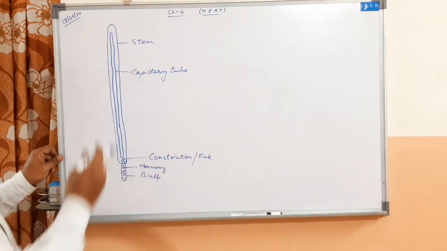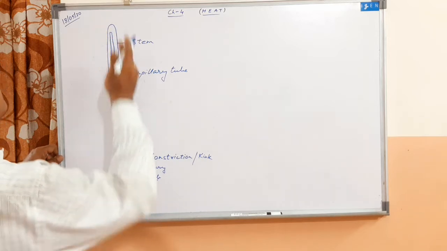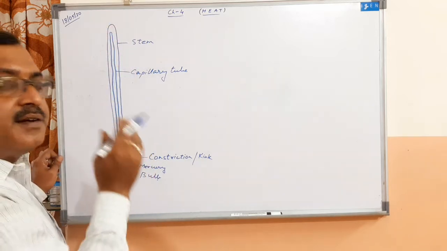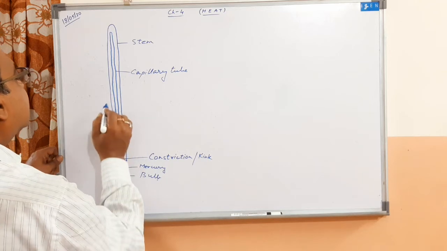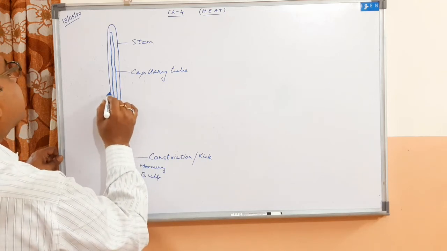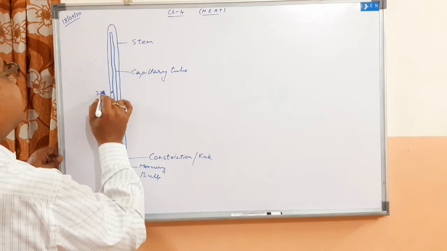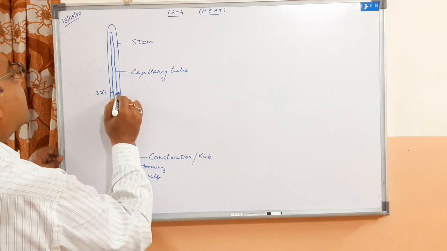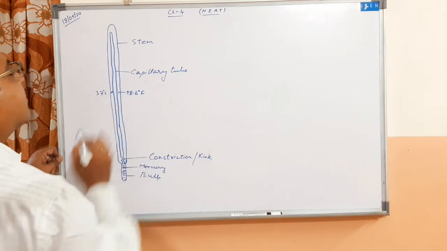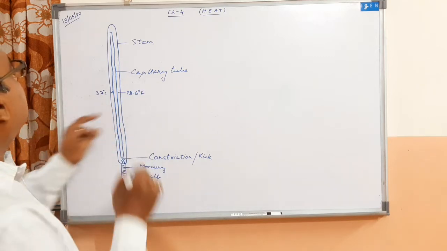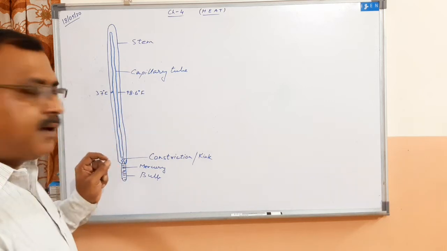Now, on one side of the capillary tube, temperature is given in degree centigrade, and on the other side, temperature is given in degree Fahrenheit. You will find that at a certain temperature, a red colored mark is there, and there it will be written 37 degrees centigrade. On the other side, it will be given 98.6 degree Fahrenheit. So this is the normal temperature of the human body, right?